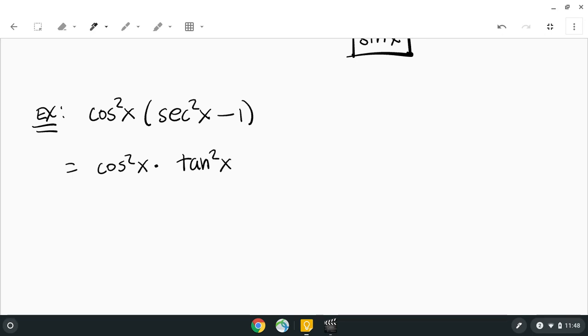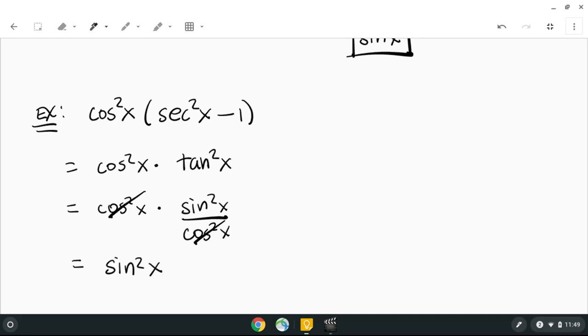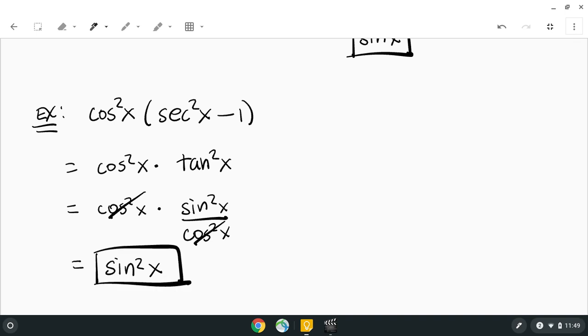Great. And here, let's go ahead and rewrite everything in terms of sine and cosine. We'll keep this one, but tangent squared can be rewritten as sine squared over cosine squared. And then we see here that these will cancel out, and you're left with sine squared x. So that's simplifying.